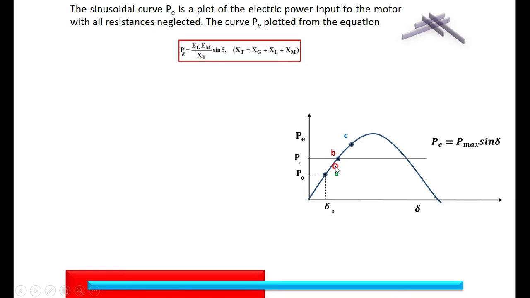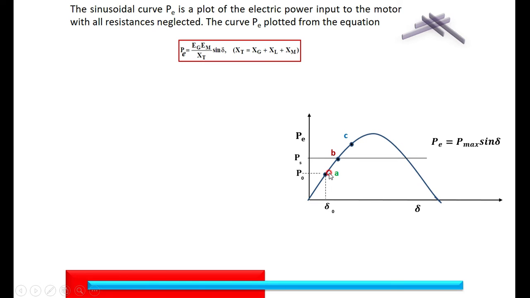Decreasing because of the inertia. Then when it is moving from B to A, mechanical output is greater than electrical input, therefore there is a deceleration. It means at point B you are getting the maximum speed, and from B to A the speed goes on decreasing. When it reaches A, the speed is once again the synchronous speed.